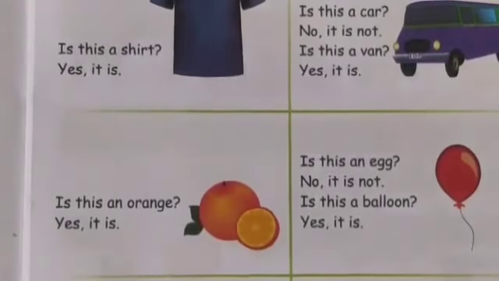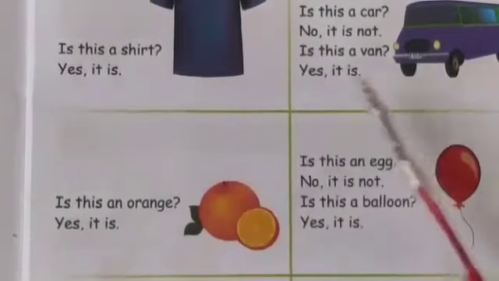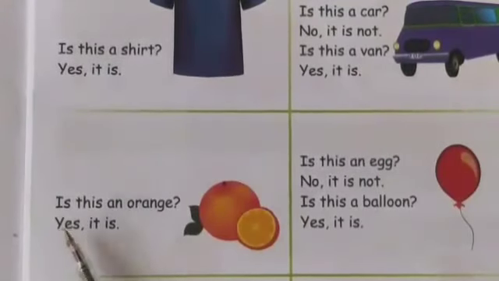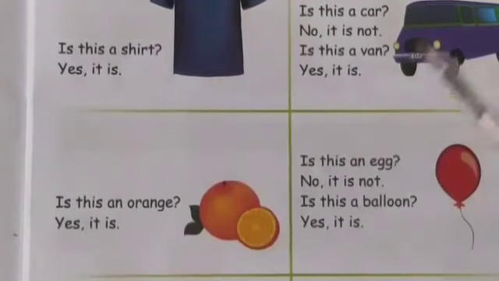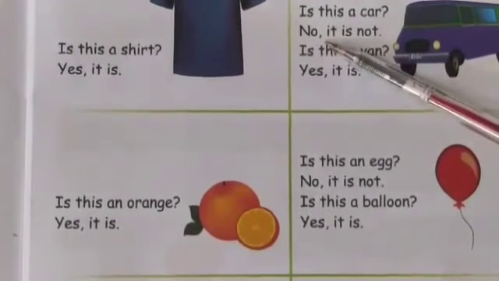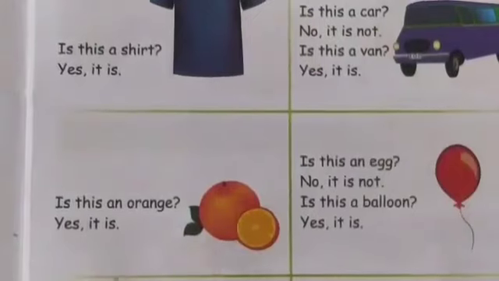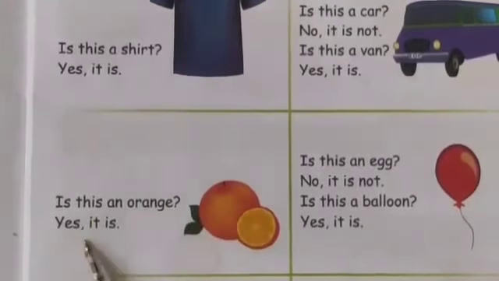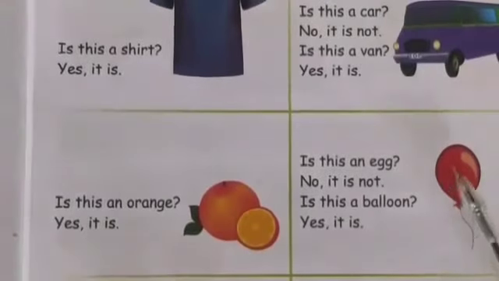Okay, students, have you noticed one thing in this? When you have to give the answer in yes and no, you have to write a comma after yes and no, as you can see in the picture also. After writing yes and no, you have to write comma. Is that clear? And after that, you will write small letter "i" with small letter, and you will start your answer. Is that clear? Is this an orange? Yes, it is. Now look at the next one.